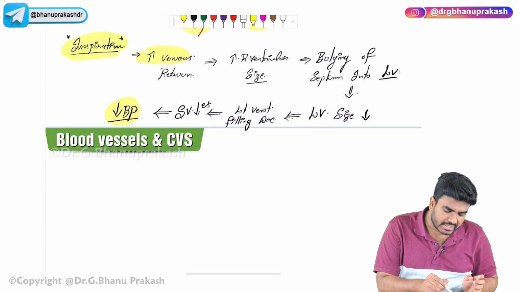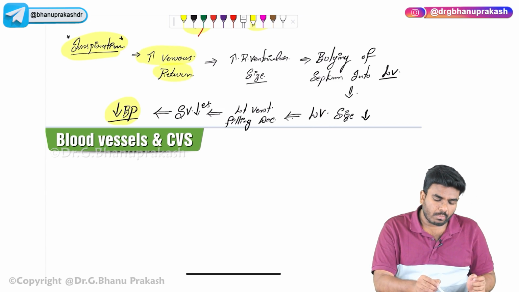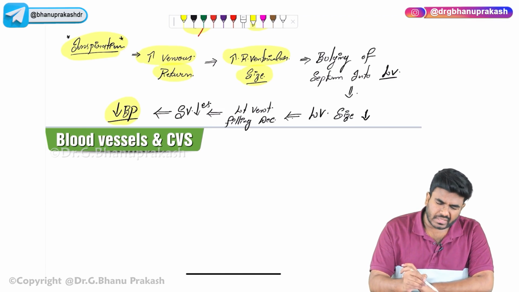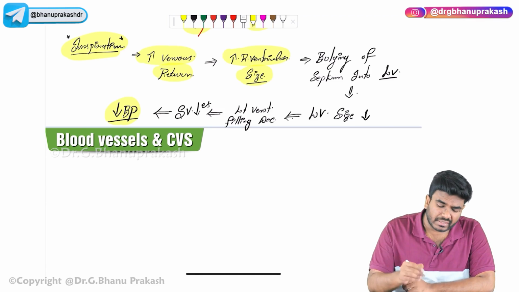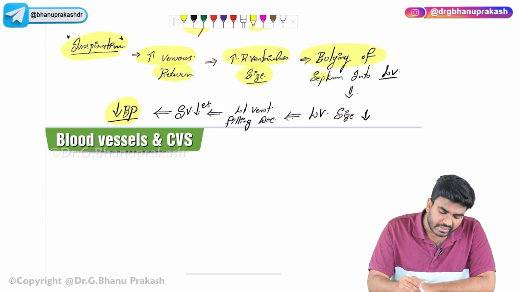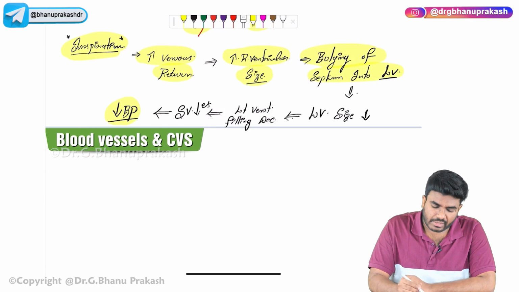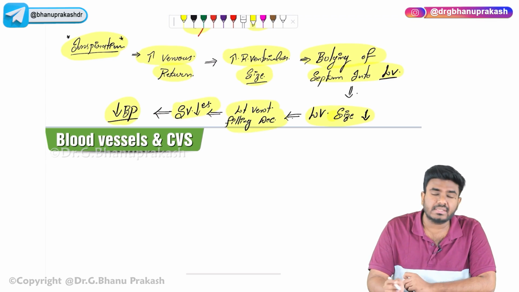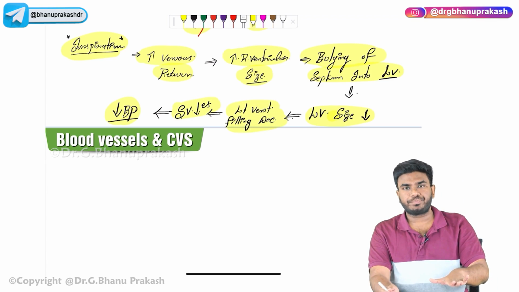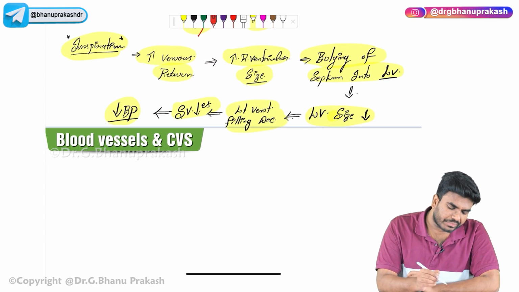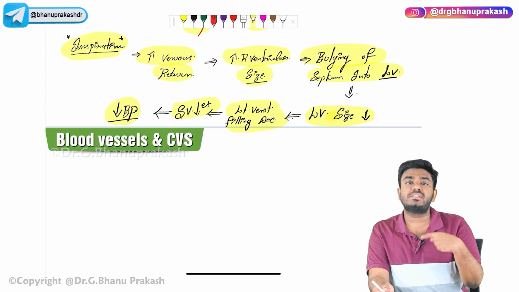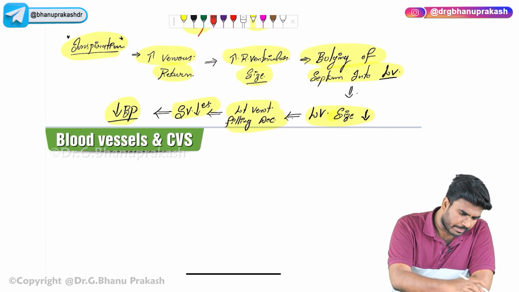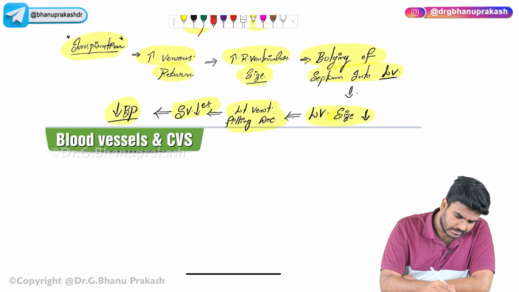Why? Because during inspiration, normally there is more venous return. More venous return increases the right ventricular size. The interventricular septum will bulge into the left ventricle. The left ventricular cavity size decreases, left ventricular filling decreases, stroke volume decreases, automatically BP decreases. Why? Because BP, especially the systolic BP, depends on the stroke volume and the cardiac output, right? So that's what happens in pulsus paradoxus.